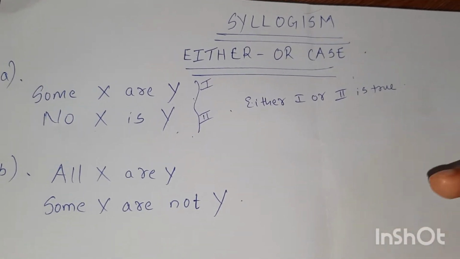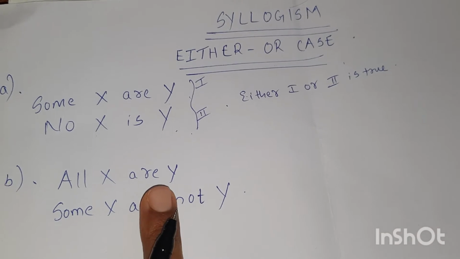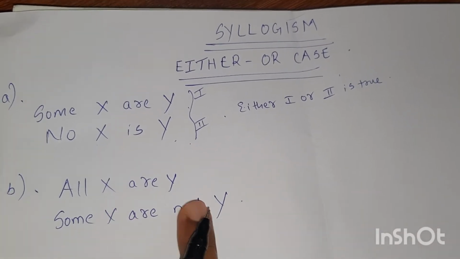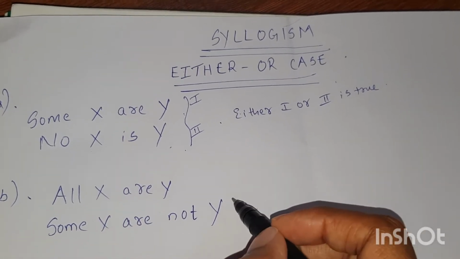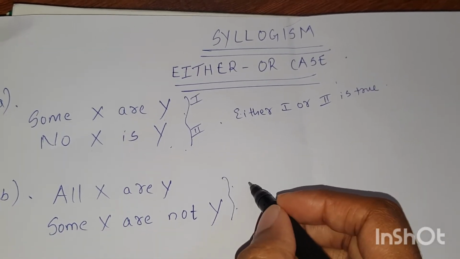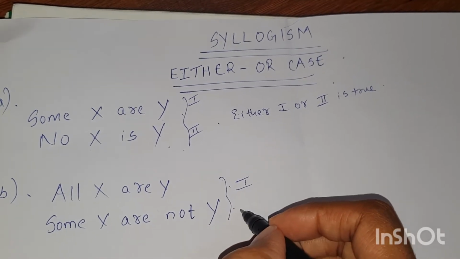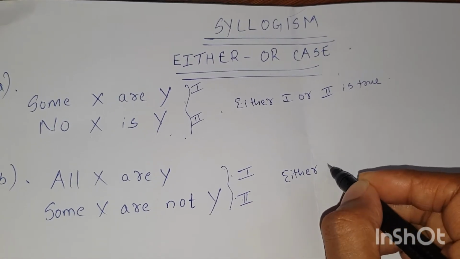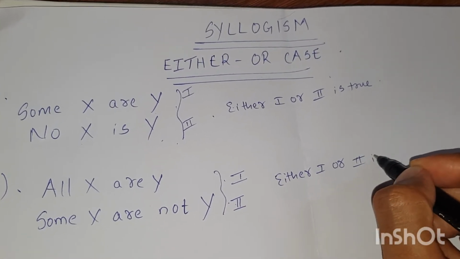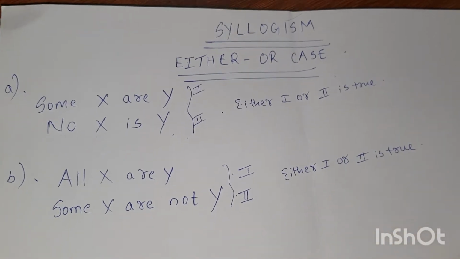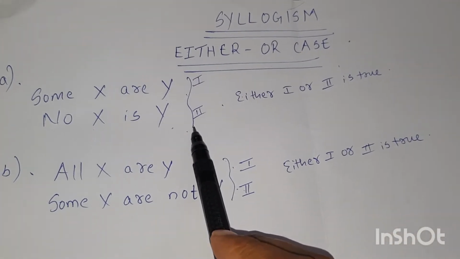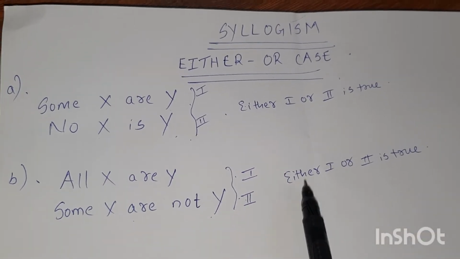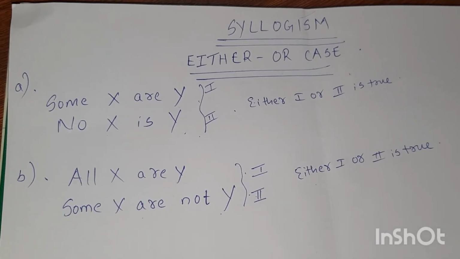Okay, and the second complementary pair is the remaining two propositions, that is, all x are y and some x are not y. If the conclusions are in such a way that all x are y is the first one and some x are not y is the second conclusion, then it implies that either 1 or 2 is true. So these are the two complementary pairs asked in the exams. Some x are y, no x is y implies that either 1 or 2 is true. All x are y, some x are not y, then it also implies that either 1 or 2 is true.